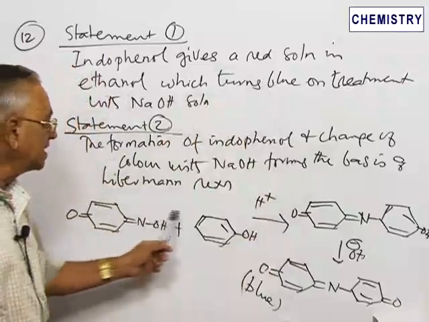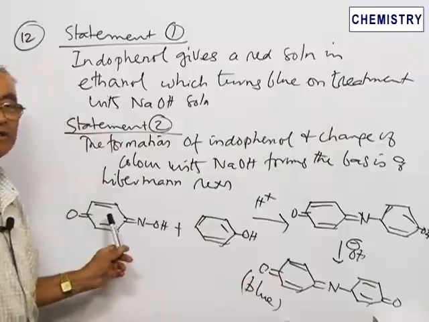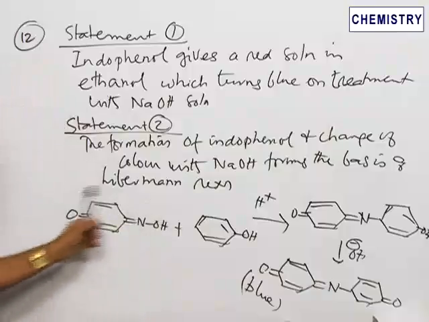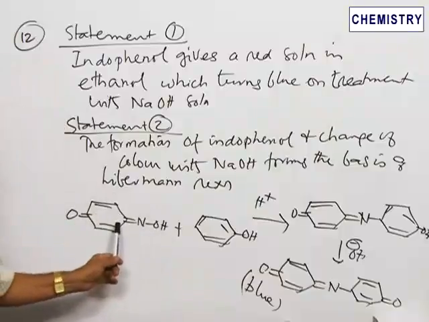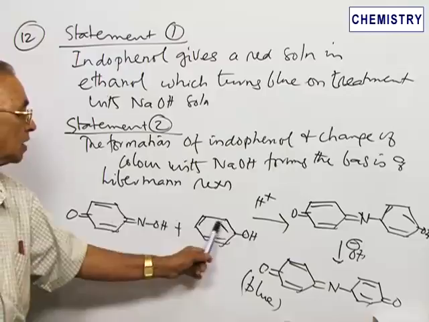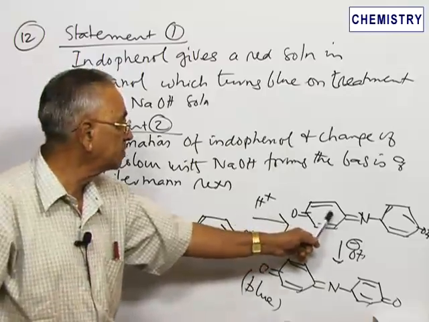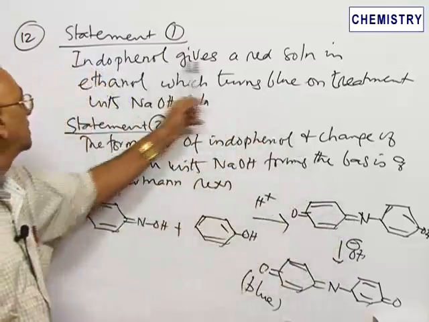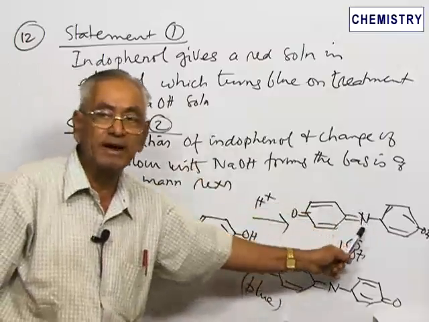Now, this is explained by a series of a few small reactions. When you start with p-nitrosophenol, it gives rise to a form like this. The OH group migrates to this, and when it reacts with one more molecule of phenol in sulfuric acid medium, this gives rise to a species which is known as indophenol. This indophenol is obtained in ethanol medium, in acid medium.